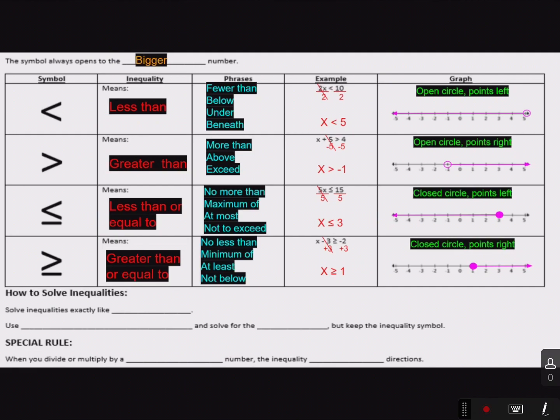Now that we've been introduced to what the inequality symbols are, we need to know how to utilize them also. So when you're solving inequalities, it's exactly like solving equations. There's no difference except for the fact that you have a different symbol between one side and the other. You still need to use inverse operations or the opposite operation, and you need to solve for the variable. So every time we're trying to get our variable by itself, but we keep the inequality symbol and don't replace it with an equal sign.